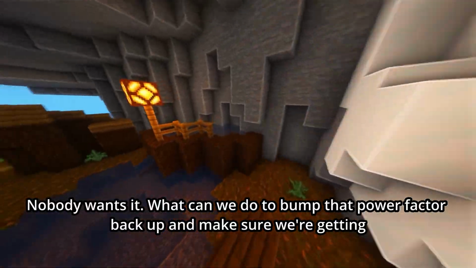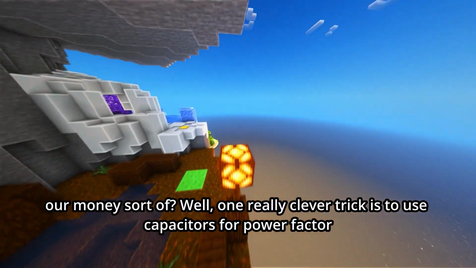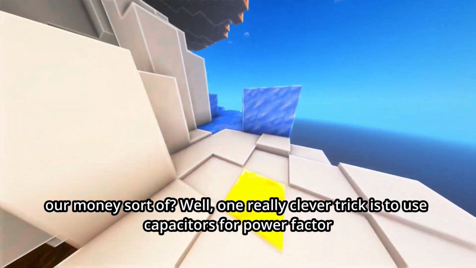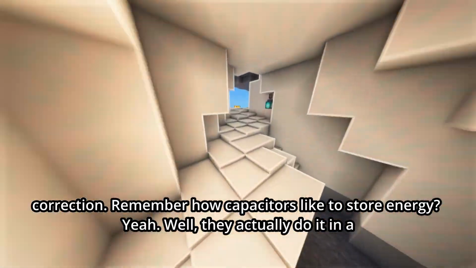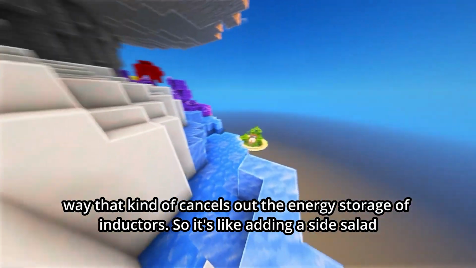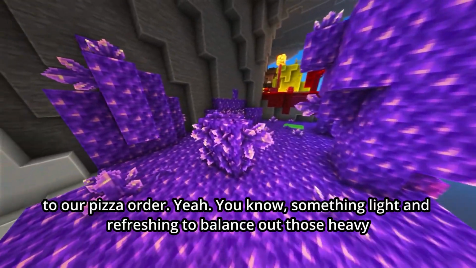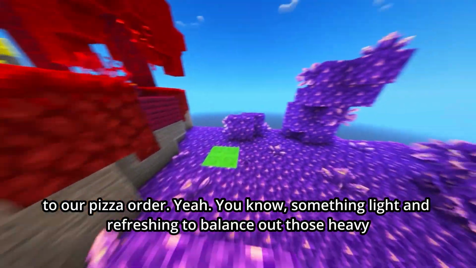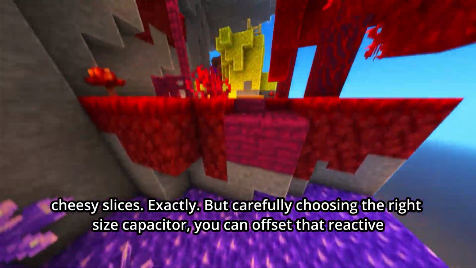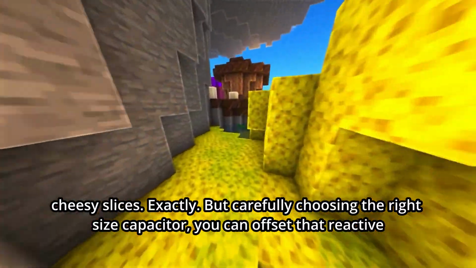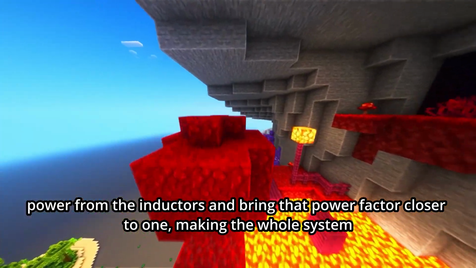Nobody wants that. What can we do to bump that power factor back up and make sure we're getting our money's worth? Well, one really clever trick is to use capacitors for power factor correction. Remember how capacitors like to store energy? Yeah. Well, they do it in a way that kind of cancels out the energy storage of inductors. So it's like adding a side salad to our pizza order. Something light and refreshing to balance out those heavy, cheesy slices. Exactly. By carefully choosing the right size capacitor, you can offset that reactive power from the inductors and bring the power factor closer to 1, making the whole system more efficient.